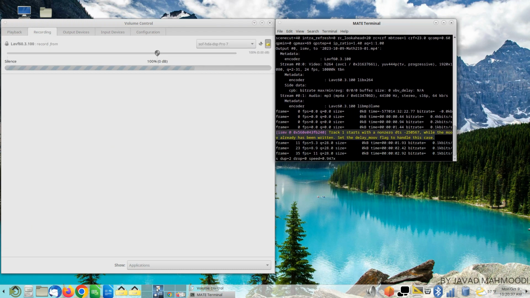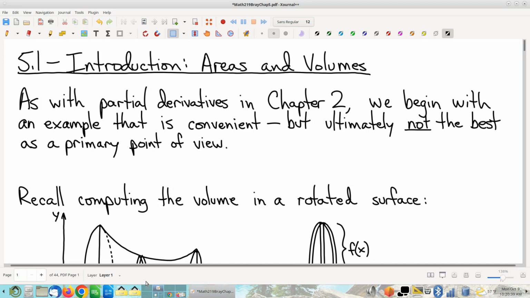So last time we just finished up talking about vector fields and things that we're going to eventually see that you can do with vector fields, and that was chapter 3. Moving on now to chapter 5, and so you may be wondering what happened to chapter 4.